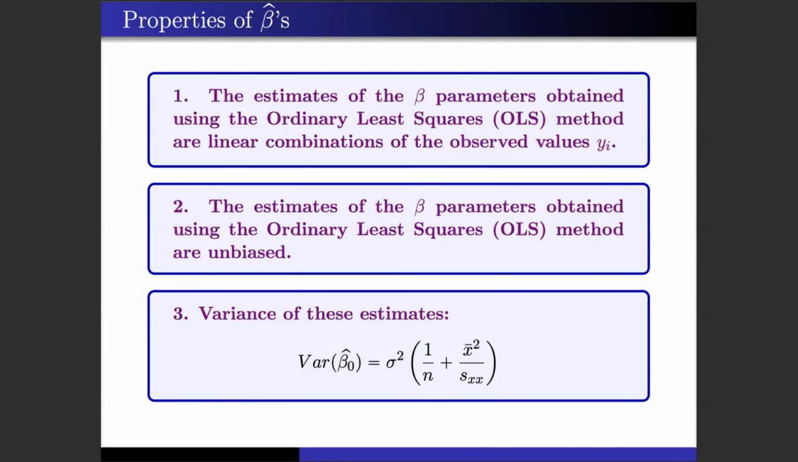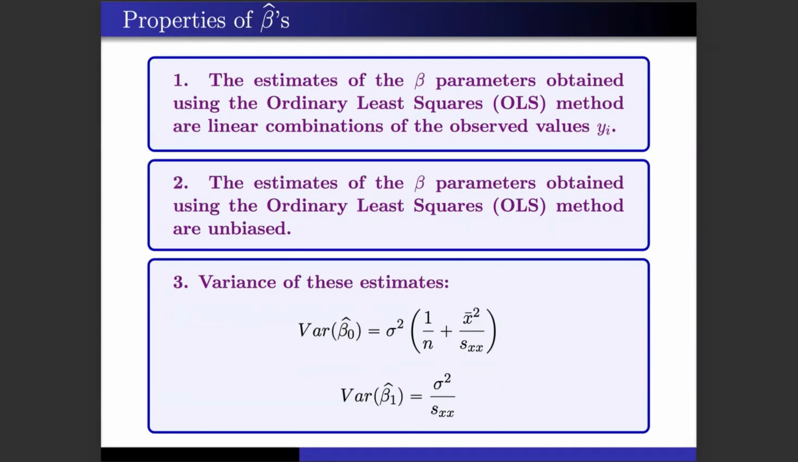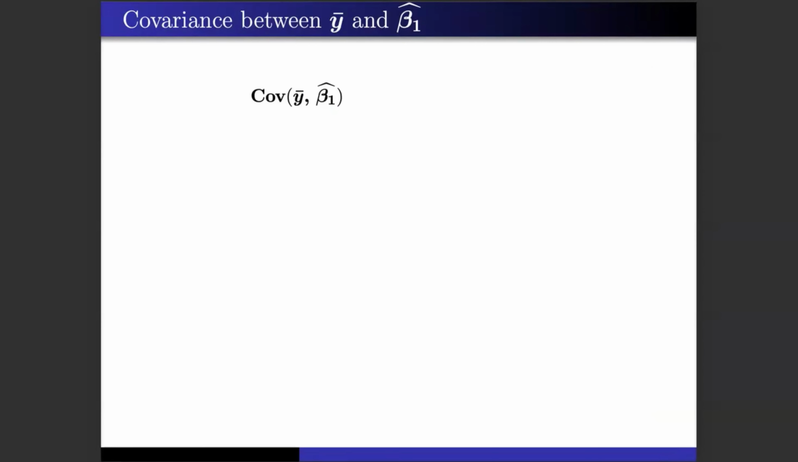And in the last video, we discussed the variance of these estimates. So let's explore what would be the covariance between these estimates. But before we find out what would be the covariance between these estimates, let's see what would be the covariance between the sample mean and beta 1 hat. We have used this result, covariance between y bar and beta 1 hat, while estimating the variance of beta naught hat as well. So let's start.